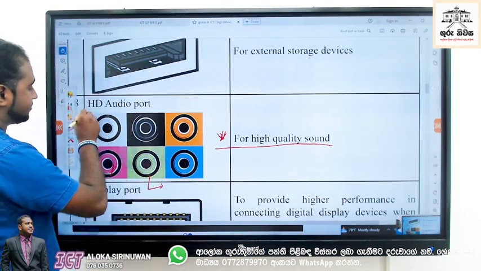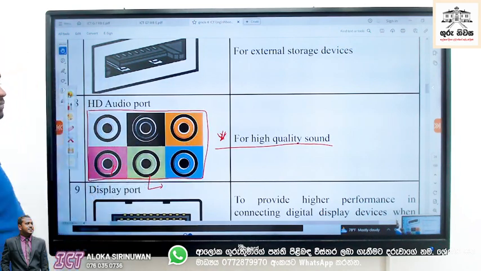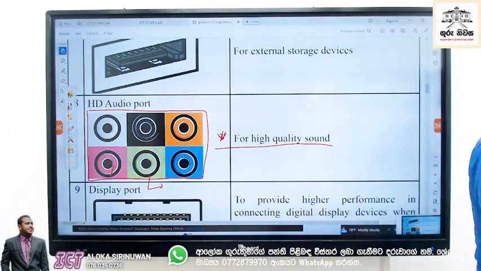All of you draw this. Draw this. Hurry up, all. Draw this. Draw the port shape.